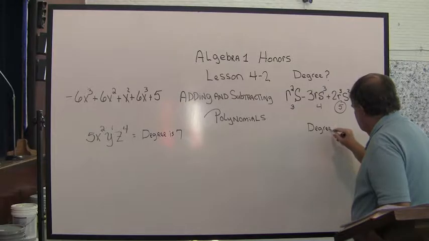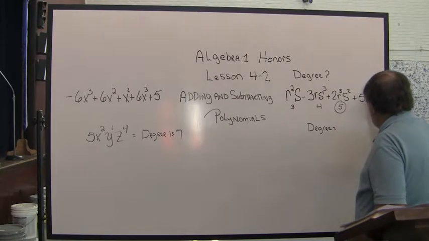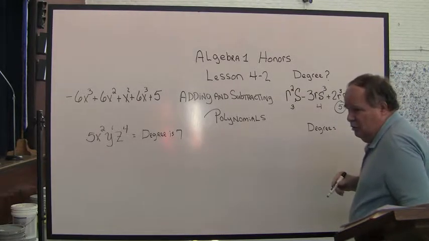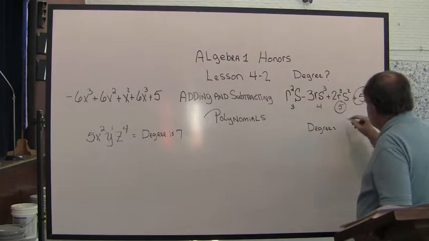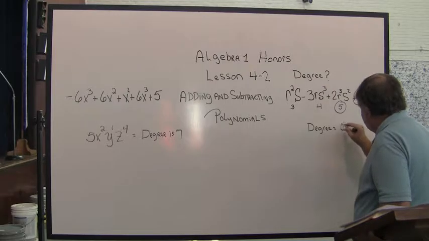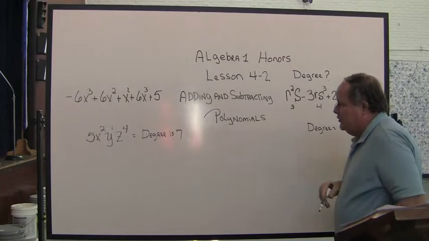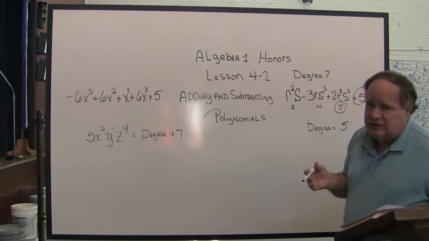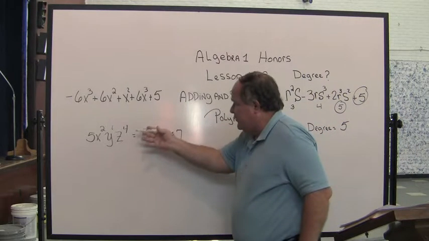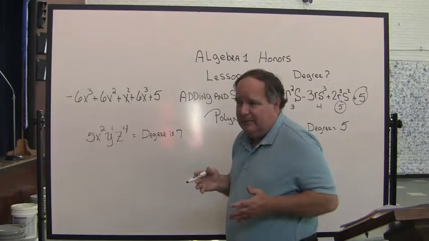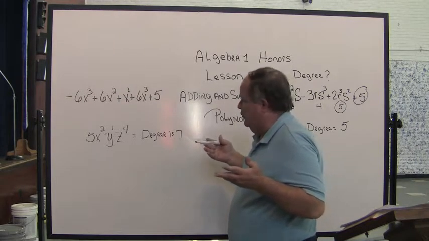Do I count the exponent on the number? Well, it's a 1. But no, we don't count the exponent on the number, because this is a constant. So our degree in this case will be 5. Just to recap, the degrees are the exponents that are attached to your variables. When you add them up, it is the highest value.